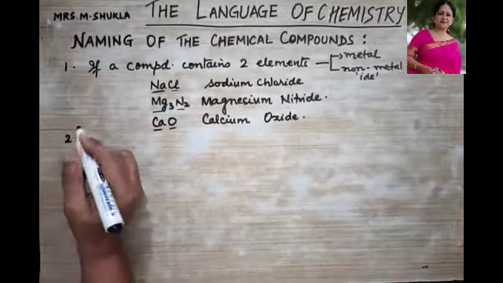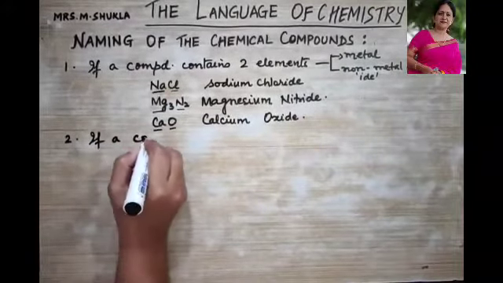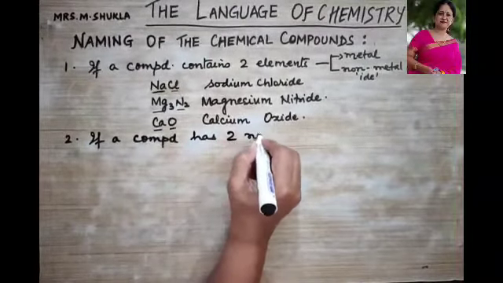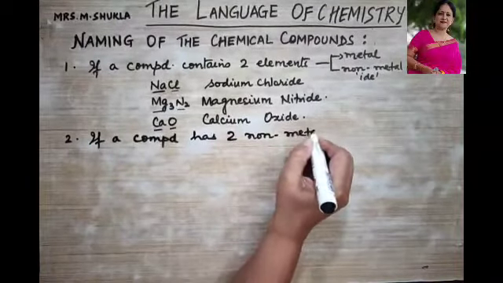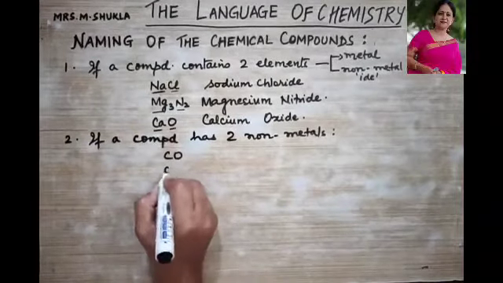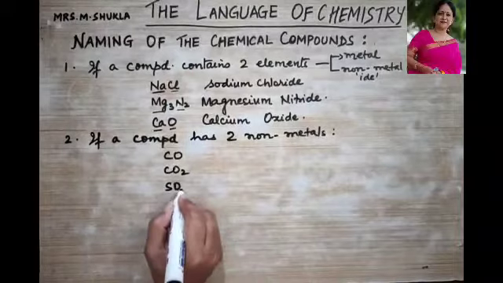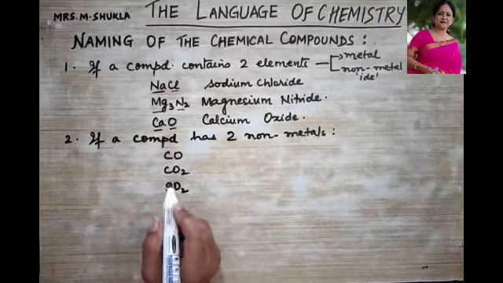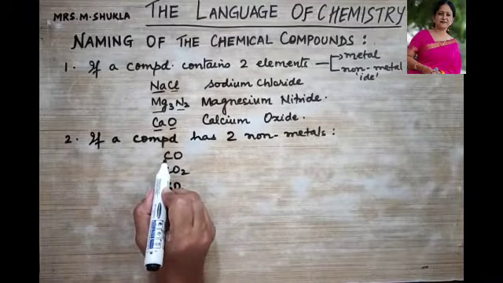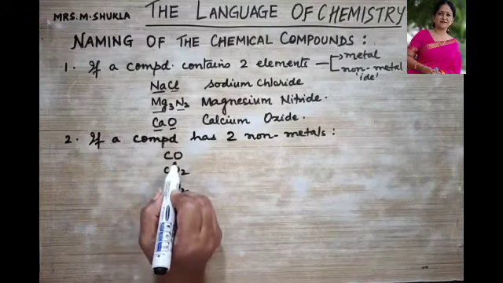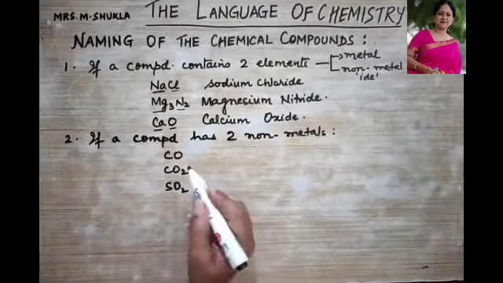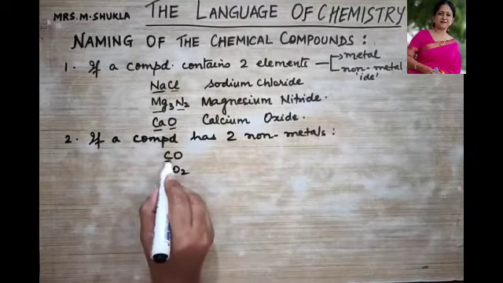Then the second one. If a compound has two nonmetals, like for example CO, CO2, or maybe SO2. So here how are we going to name? First we write the name of the element which is in the left side in the molecular formula. Then write the name of the other element and end up with again what? Ide.